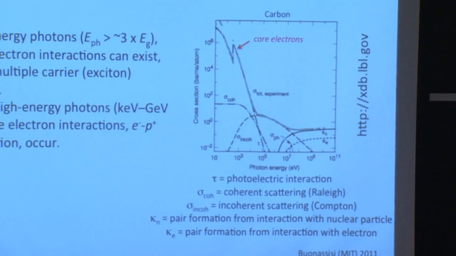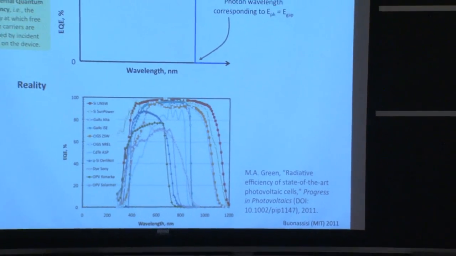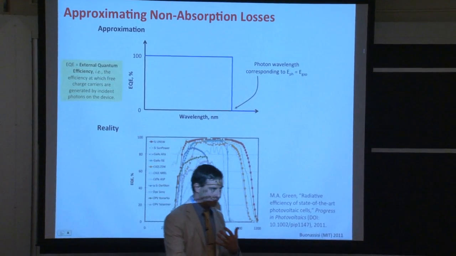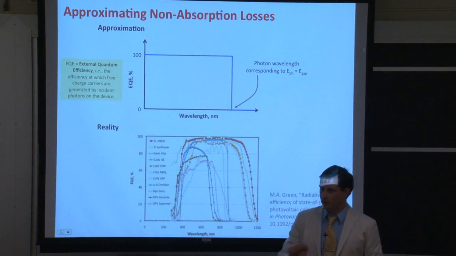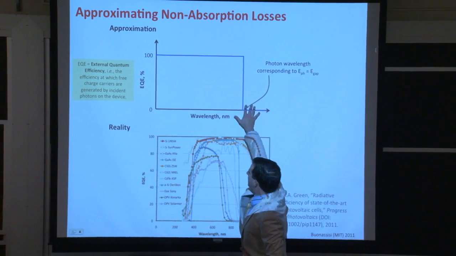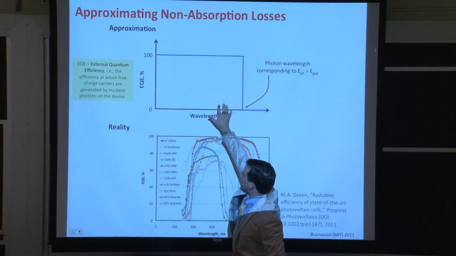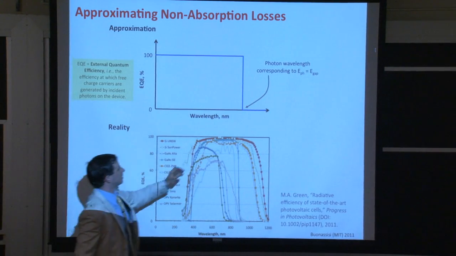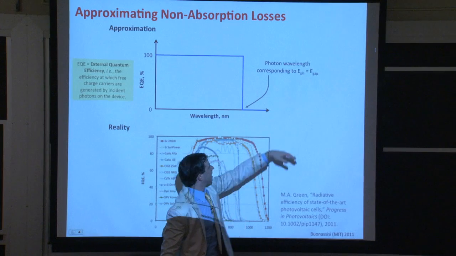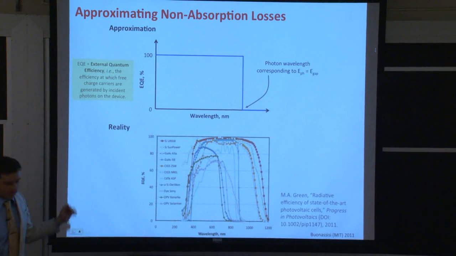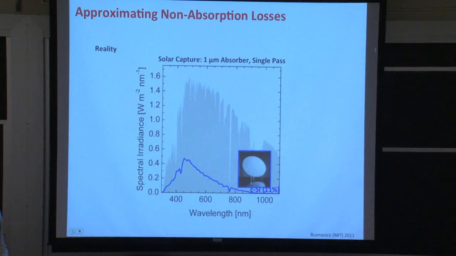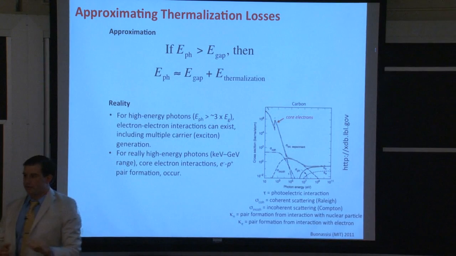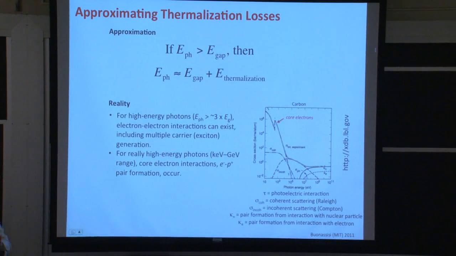Right? So again, I'm kind of mixing the forest and the trees here to give you a sense of the complexity, but also to give you the tools necessary to do simple calculations. We're going to combine this simple approximation right here of the non-absorption losses. And we're going to say that any photon with energy less than the band gap doesn't get absorbed by our crystal. It's gone to us. And we're going to make the approximation that any photon with energy above the band gap will have that excess energy lost due to thermalization.